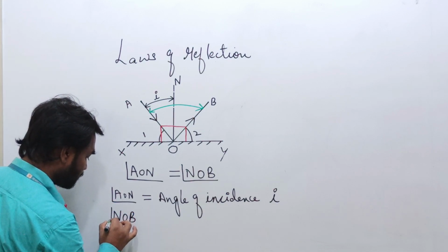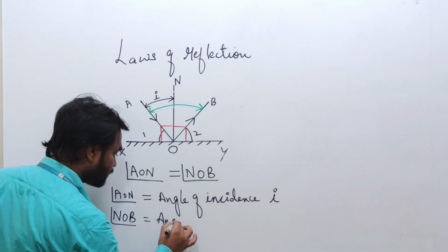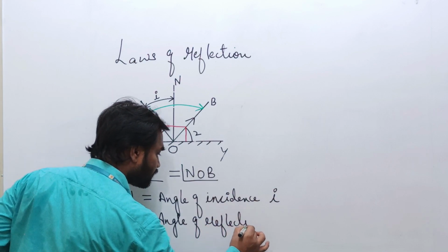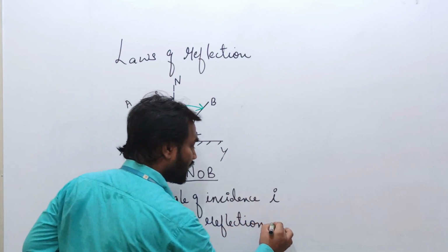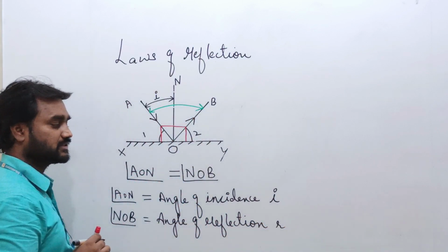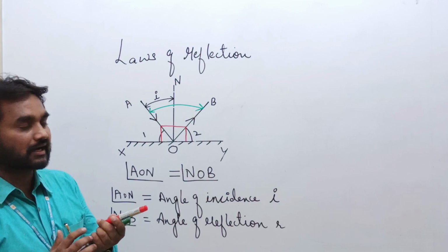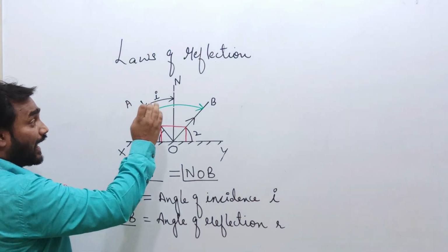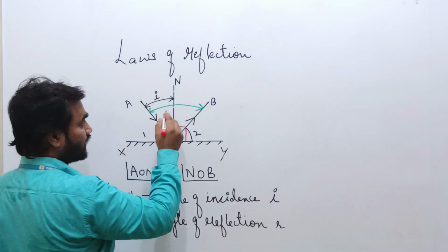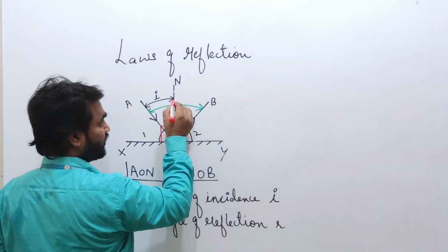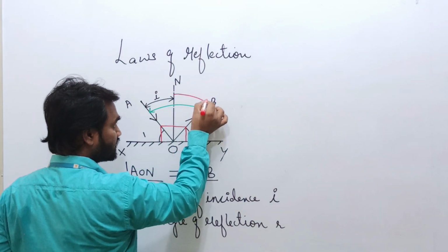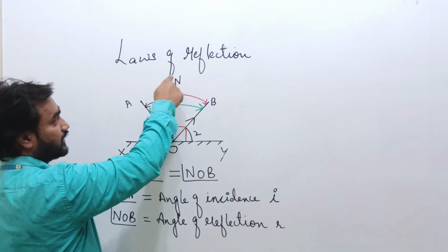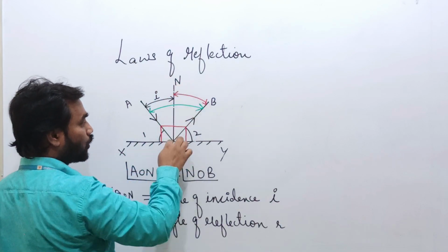NOB is the angle of reflection, and it is denoted by small r, lowercase r. How do you define the angle of reflection? The angle of reflection is the angle formed between the normal and the reflected ray. So the angle formed between the normal and the reflected ray is NOB.